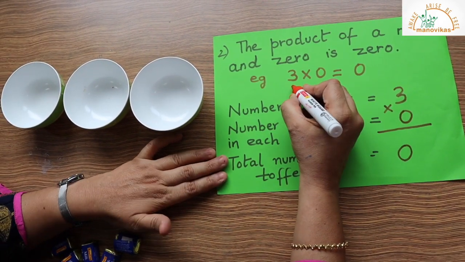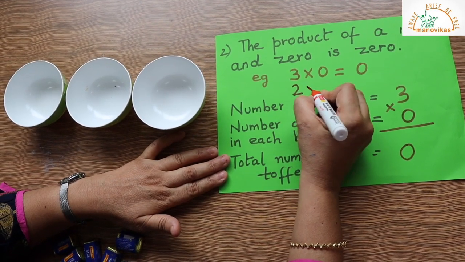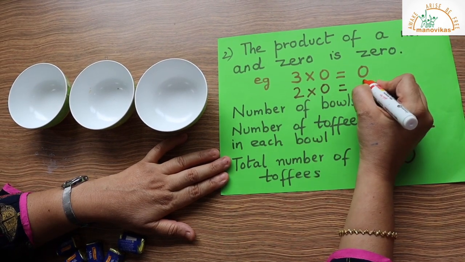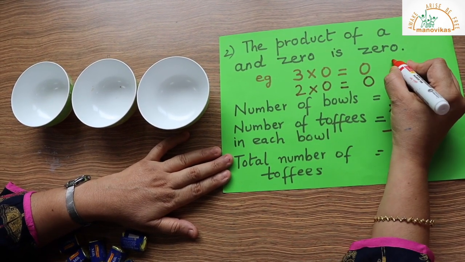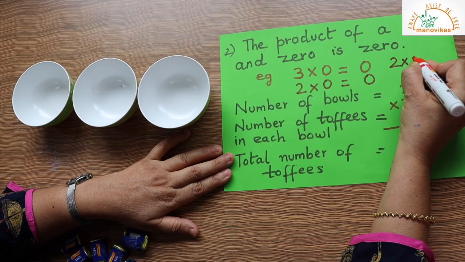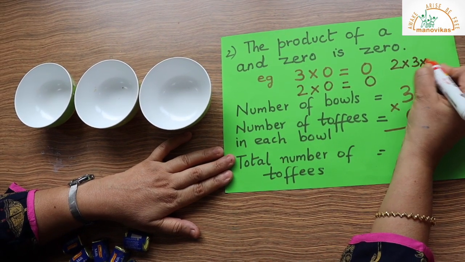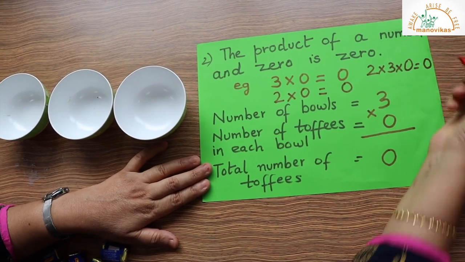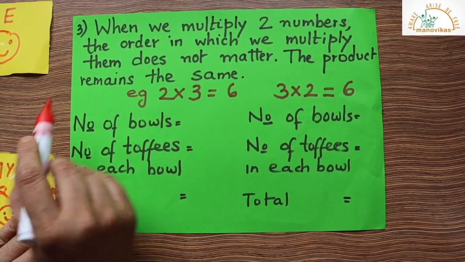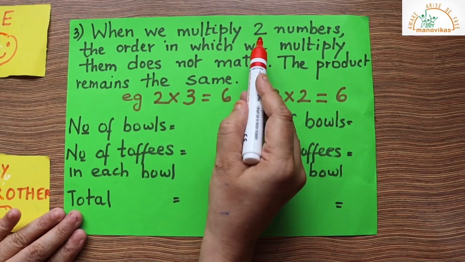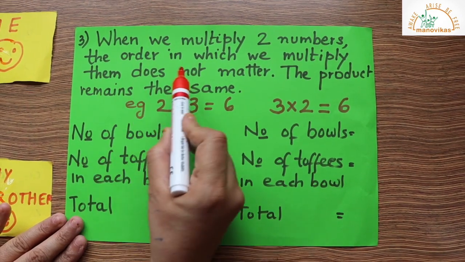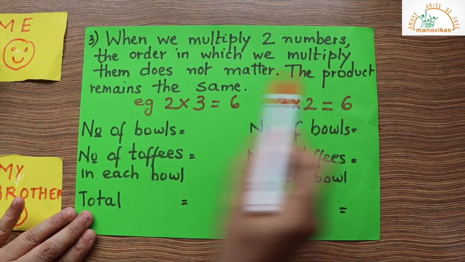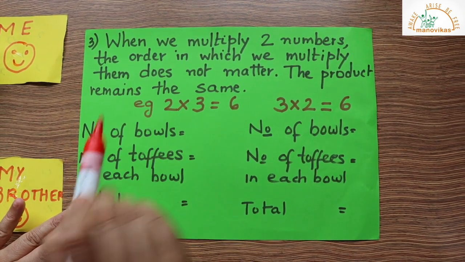Let us see another example. 2 multiplied by 0 will give us how much? 0. Another one. 2 multiplied by 3 multiplied by 0 will be 0. Is it clear? Property 3. When we multiply two numbers, the order in which we multiply them does not matter. The product remains the same.